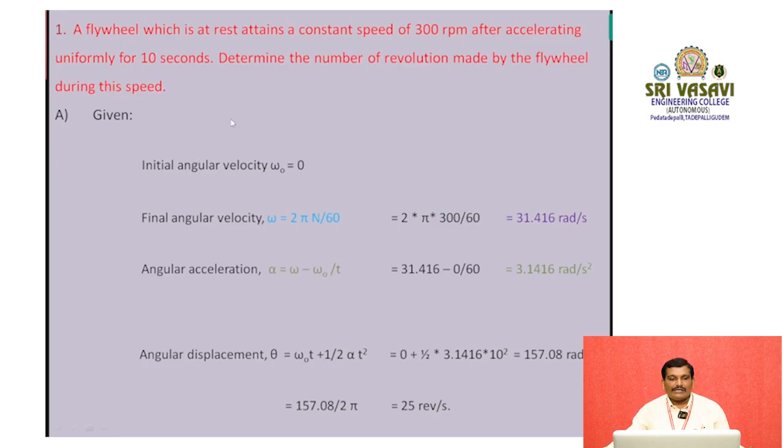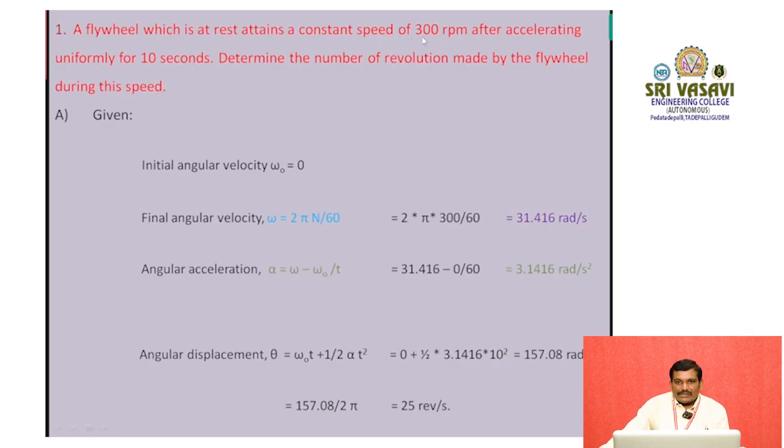A flywheel, see the first problem. A flywheel which is at rest attains a constant speed of 300 rpm after accelerating uniformly for 10 seconds. Determine the number of revolutions made by the flywheel during this speed. Here it is given the flywheel is at rest, so the initial angular velocity of the flywheel is omega naught is equal to 0.